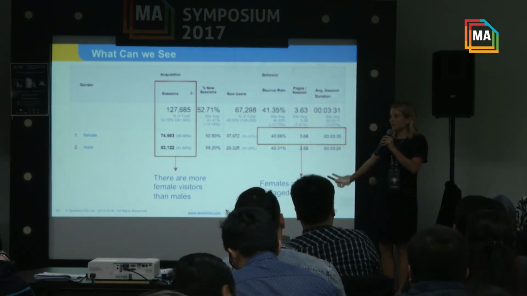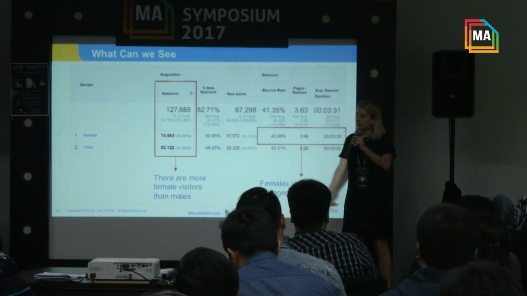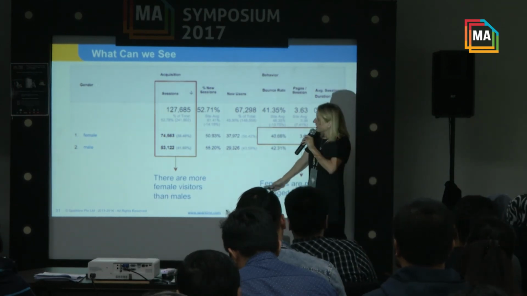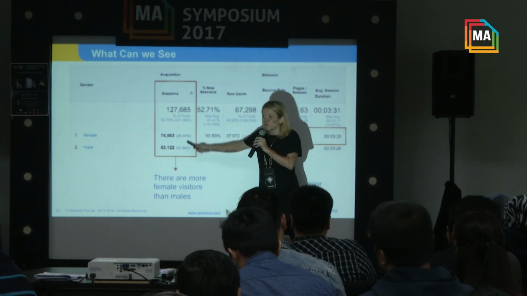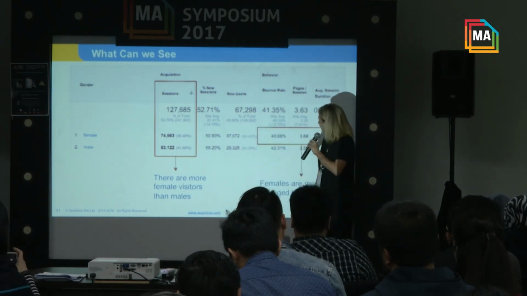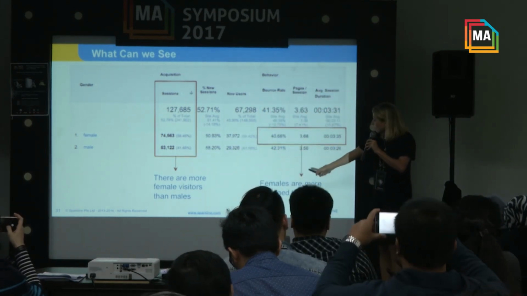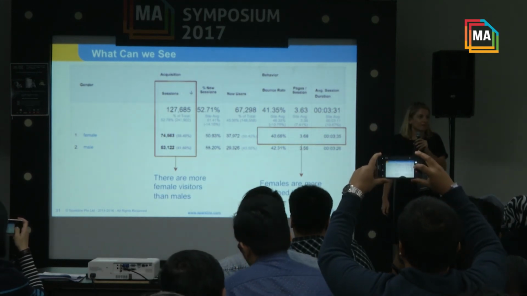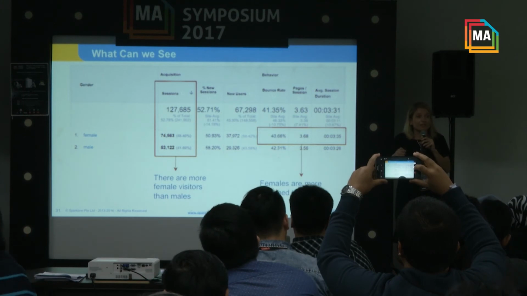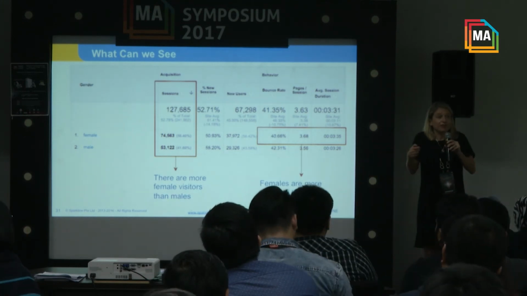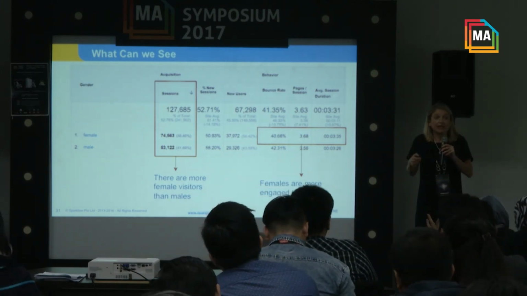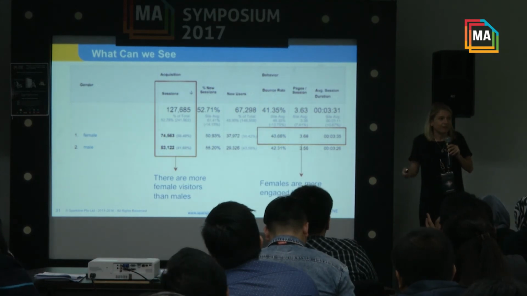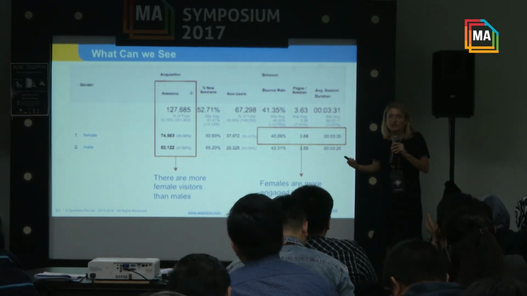Now, I don't need everything, but what I can already tell from this is that there's more females visiting than men, so that's good. And out of that, the females are actually more engaged across the board than men. What that helps me to say is not only do I know they're female and they're 25 to 34, but I know they're more engaged and there's more of them, which gives me an incentive to take an action.